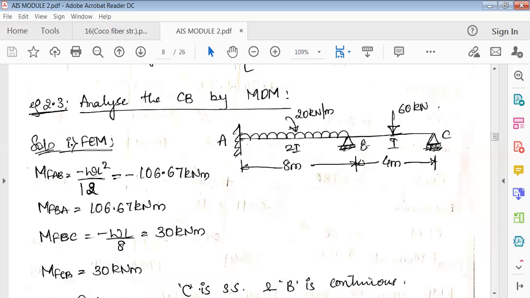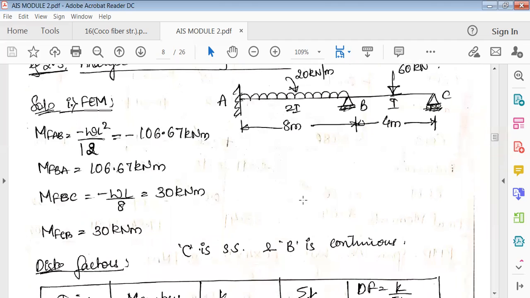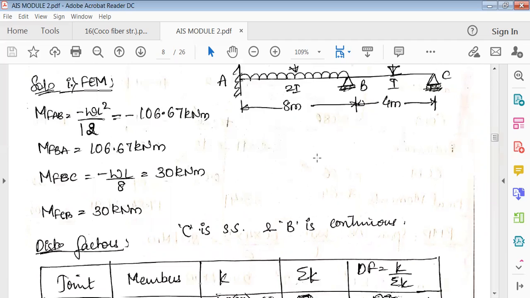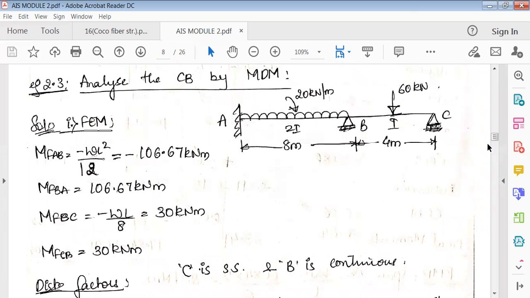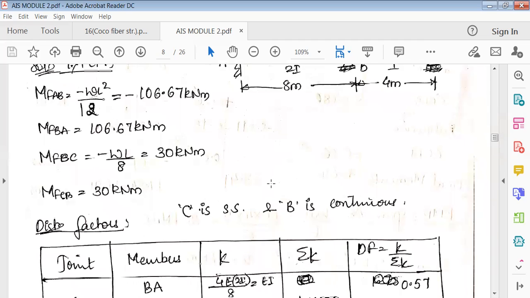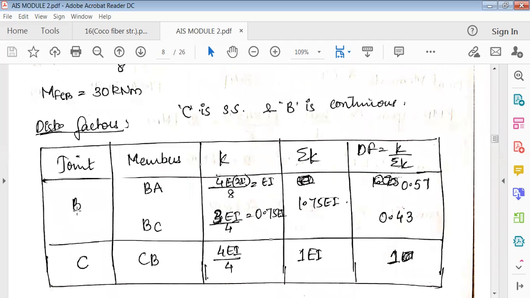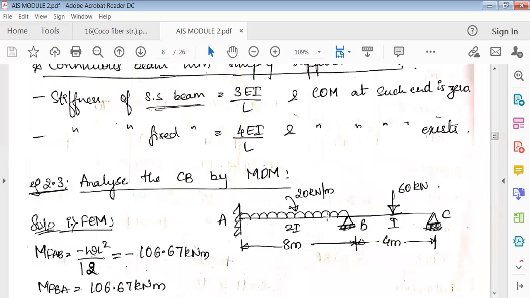Now, where the difference occurs is in the distribution factor. As usual, we'll take joint B, with BA and BC, and C also. Why we take C is because at C there is one member connecting and it is a simply supported end. So always we take the simply supported end also when considering the distribution factor, because it changes there. You can see here joint B has BA and BC, and C has CB.